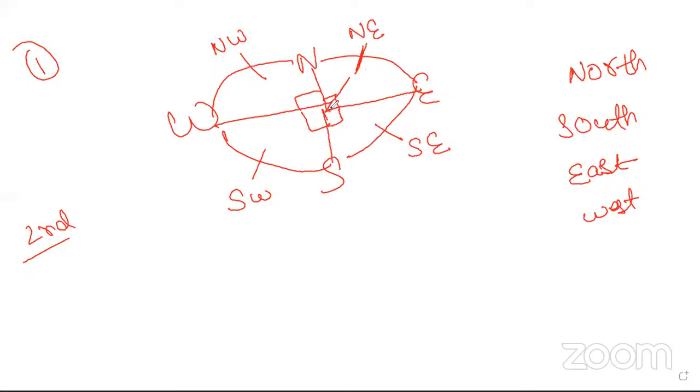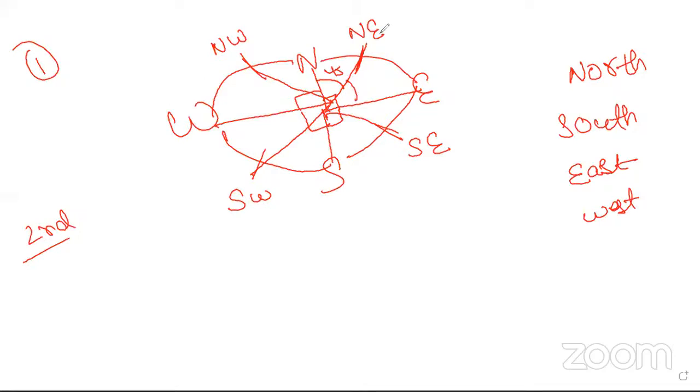Now comes the important thing. I have marked this like this. If north and east have 90 degrees between them and northeast is in the middle, then what will be the degrees here? 45. Yes or no? Does everyone understand? 45, very good. Not 30, who wrote 30? Not 30, it is 45.